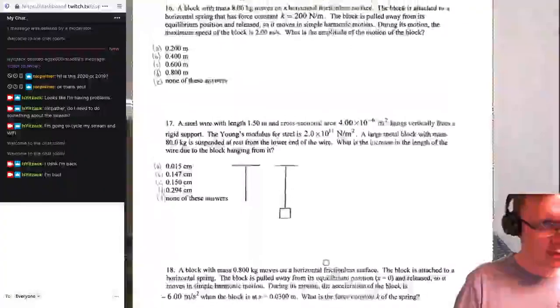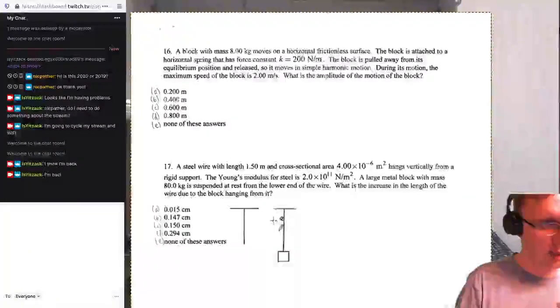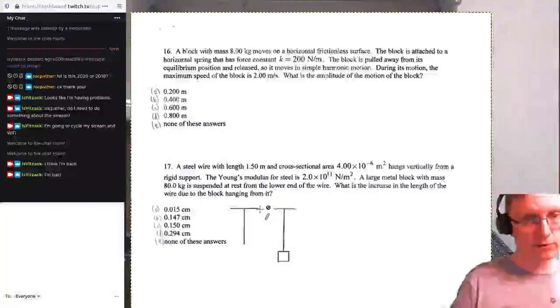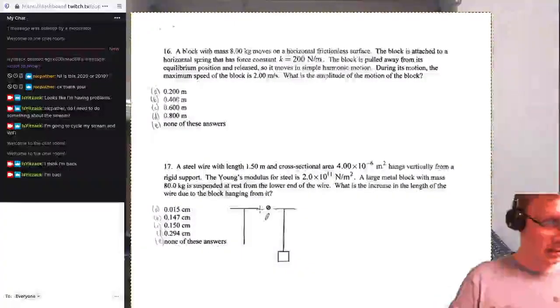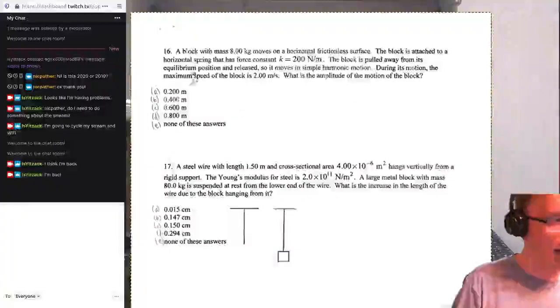Things get weird when you start dealing with the cosine rather than the square. You start dealing with cosine of theta rather than with the square of theta, because of small angle approximations. All right, next one.